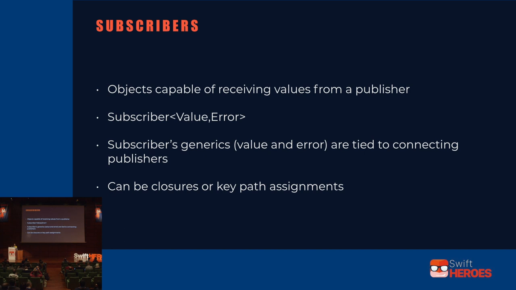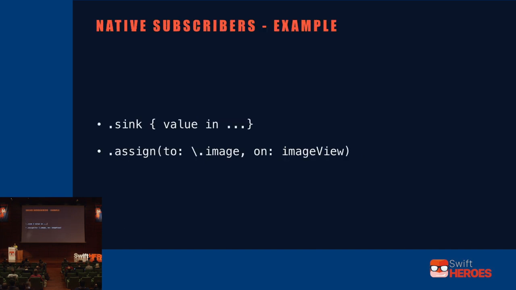Usually you don't implement an actual subscriber, but you use closures provided by Swift or KeyPath assignment. What does it mean? You get from the Combine framework these two methods. That is sink, which is something you attach to a publisher, and the closure you provide is the place where you get all the streams of values over time. And another very powerful subscriber that you get from Combine is the assign method. You can use key paths on values, like an image view in this case, and every time a new item is published from the stream, you can assign it to the image property in this case.